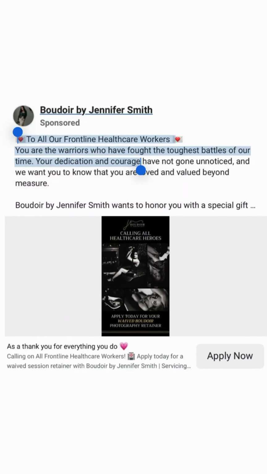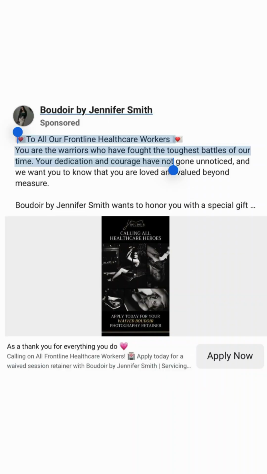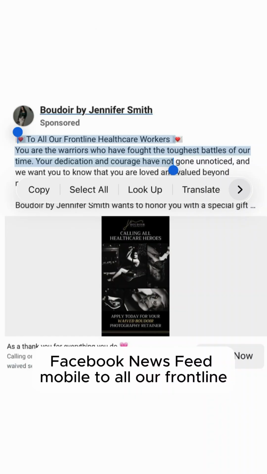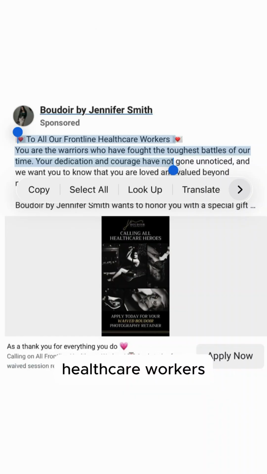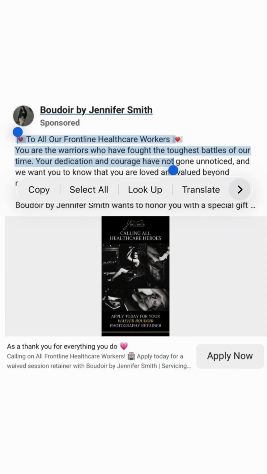Finally, look at the See More headline, first 2 3/4 lines. Facebook newsfeed mobile. To all our frontline healthcare workers, you are the warriors who have fought the toughest battles of our time. Your dedication and courage.